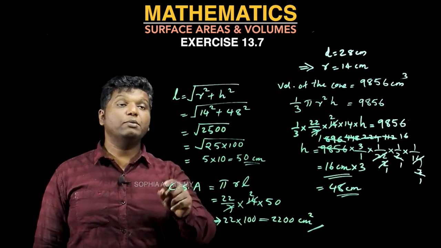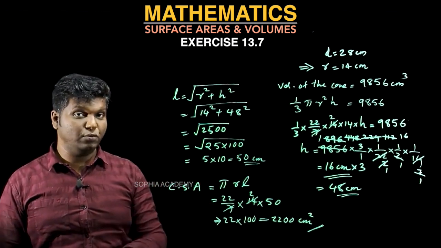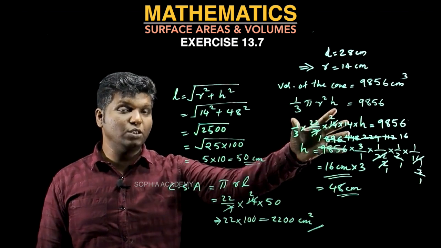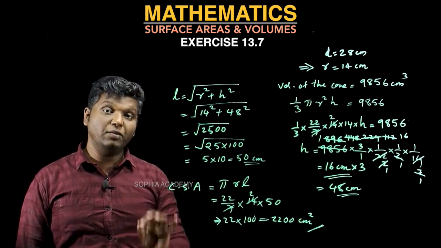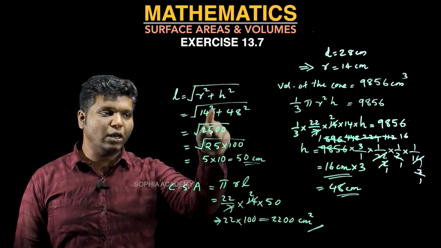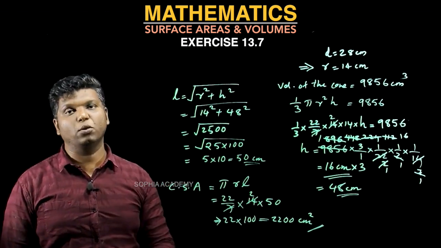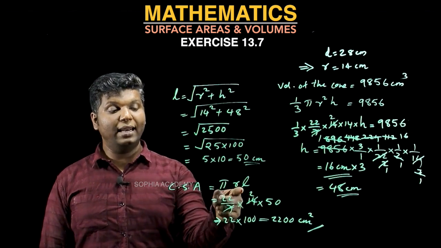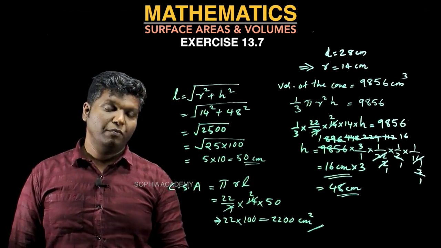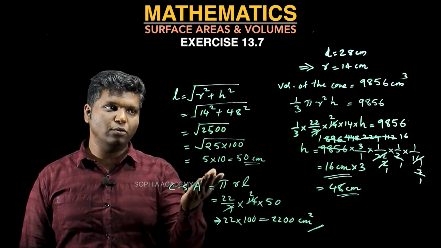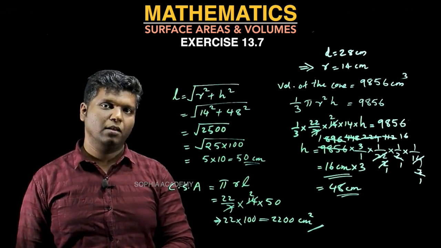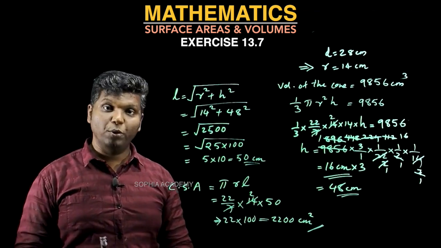So actually keep this in your mind, if L is not given you will have to find it. And in some cases they will straightforward ask you to find the CSA without this step. If they are asking you to find the CSA, there also you will have to include this step. Why? Because in CSA you know L is required and it's not given. When L is required and it is not given, you will have to find it by yourself. So this is the way how to find it, by using the Pythagoras theorem. So that's it from the first question. I hope you understood, right?